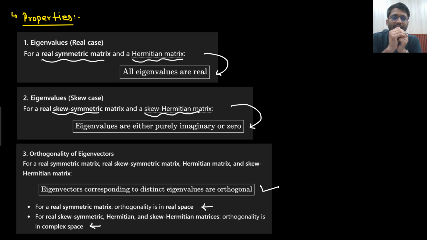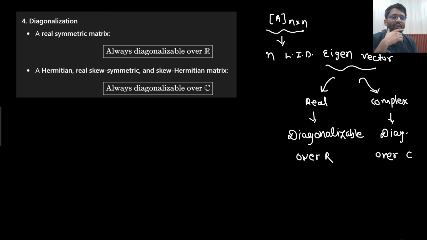Sir, the eigenvalues of a real symmetric matrix and Hermitian matrix will be real, and what about the eigenvalues of a skew symmetric matrix and skew Hermitian matrix? They will be, sir, either purely imaginary or zero. What about orthogonality? Eigenvectors corresponding to different eigenvalues will be orthogonal to each other. What about diagonalization? All of them will be diagonalizable.